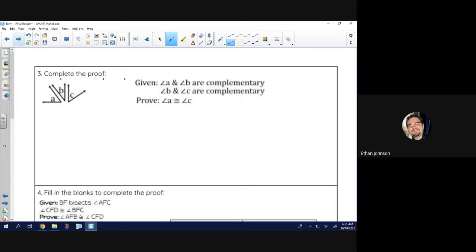So now we have proofs. Our first proof is given 2 pairs of complementary angles, prove that A is congruent to C. So just like any other proof, I'm going to write down my first given. So angle A and angle B are complementary.